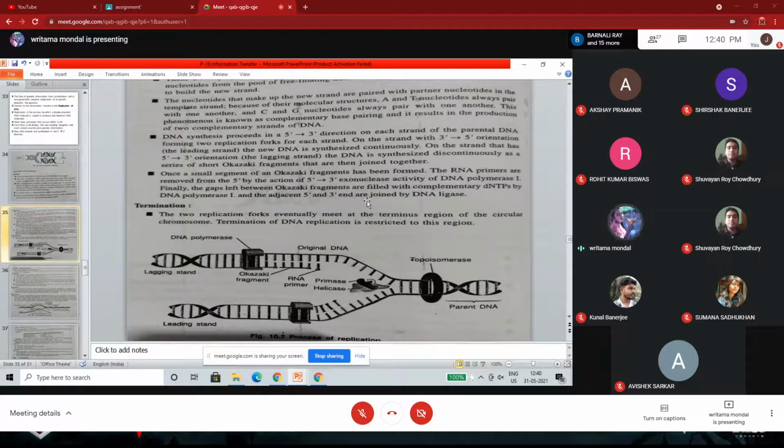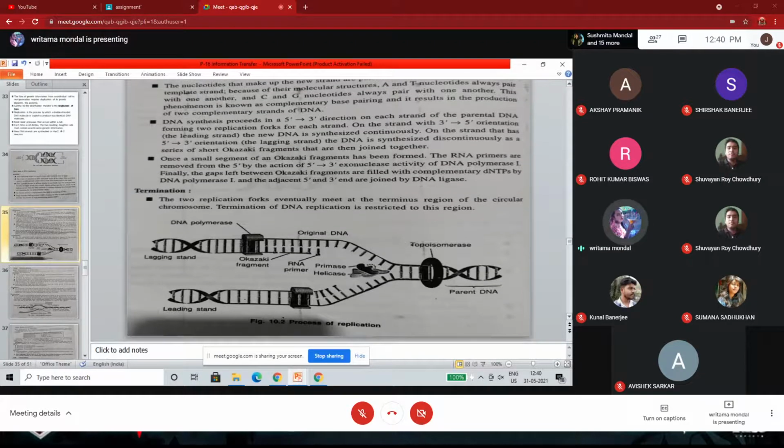Then termination. After the elongation procedure, termination should occur. The two replication forks eventually meet at a terminus region of the circular chromosome. Termination of DNA replication is restricted to this termination region. There is a region, and when it arrives there, it terminates and falls off. Then two strands are synthesized, the continuous leading strand and the lagging strand, synthesized one after another as I described. When it meets the termination region, it falls off.